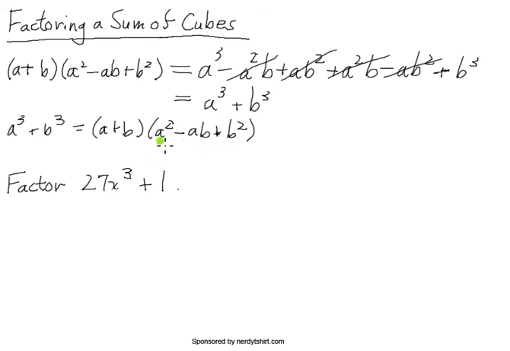The square of the first thing from the binomial, opposite sign from the binomial, the product of the two things from the binomial, plus the square of the second thing from the binomial. So that's the format that you can actually apply now, based on a pattern, to factor down any sum of cubes, of which now this 27x cubed plus 1 is a particular example.